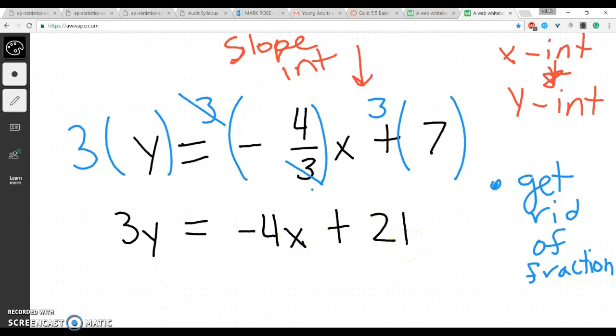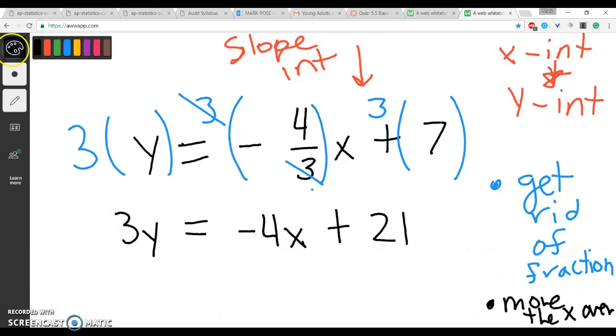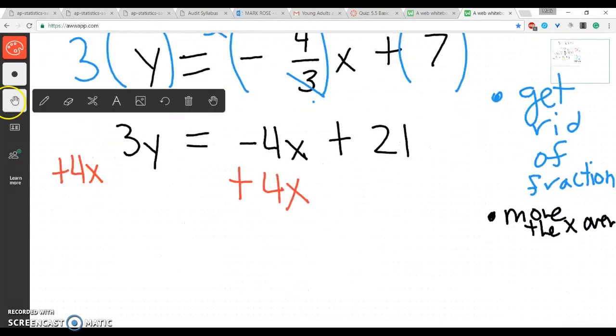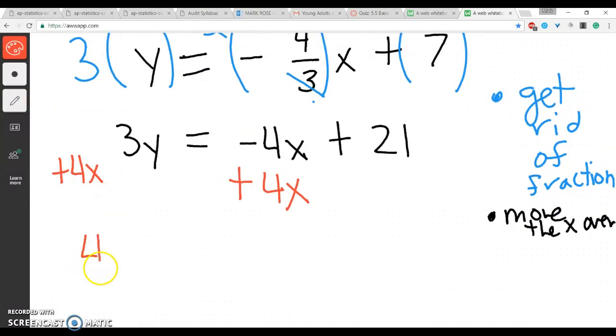The last thing I'm going to do is I'm going to move the x to the other side. So that's the two steps. We get rid of the fractions, then we're going to move the x to the other side. So I'm just going to add that 4x to the other side. And what I would end up getting would be 4x plus 3y is equal to 21.